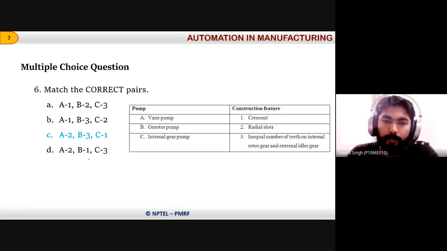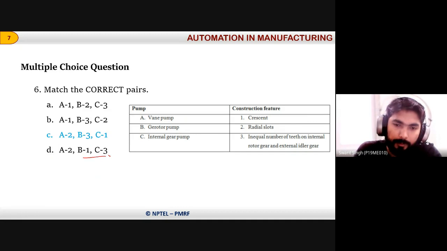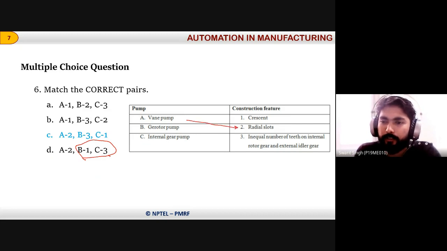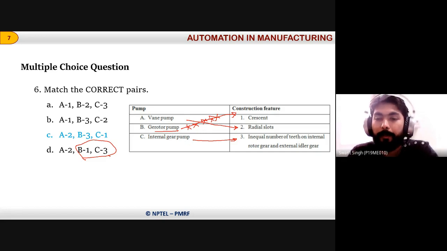But A is clearly the vane pump, which has a radial slot. Now, when you see C, internal gear pump, and you read option number three, unequal number of teeth on internal rotor gear and external idler gear, it is correct. This can be matched with three. But the generator pump does not contain this crescent, so B cannot be matched with A.